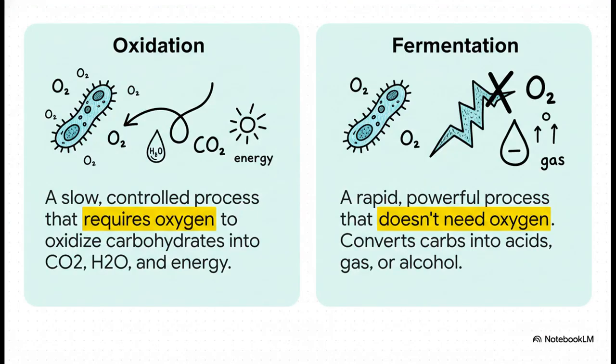So bacteria basically have two main strategies. You've got oxidation, which you can think of as a slow, really efficient burn that needs oxygen to work. Then there's fermentation. This is a super rapid process that doesn't need oxygen at all, and it produces totally different stuff like acid. This fundamental difference? Well, that's the key we're going to use to pick this lock.